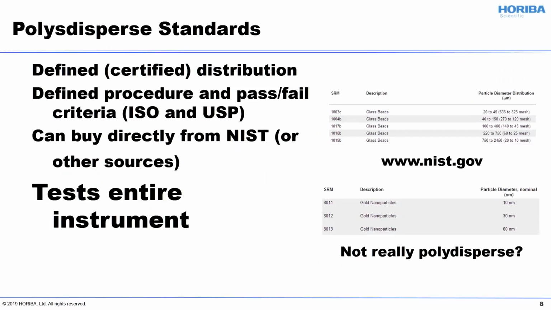They have a defined or certified distribution, and ISO and USP both have defined procedures for pass-fail criteria. And you can purchase them from Whitehouse Scientific or directly from the US government, NIST. This really tests the entire instrument, and you can pick up really what's happening in your system performance. And that's all for the good. They can be more troublesome to work with, and they are certainly a whole lot more expensive. So with the monodisperse standards, you're talking about, I don't know, on the range of $10 a test, and then 10 times that for the polydisperse standards, as a real rough approximation.